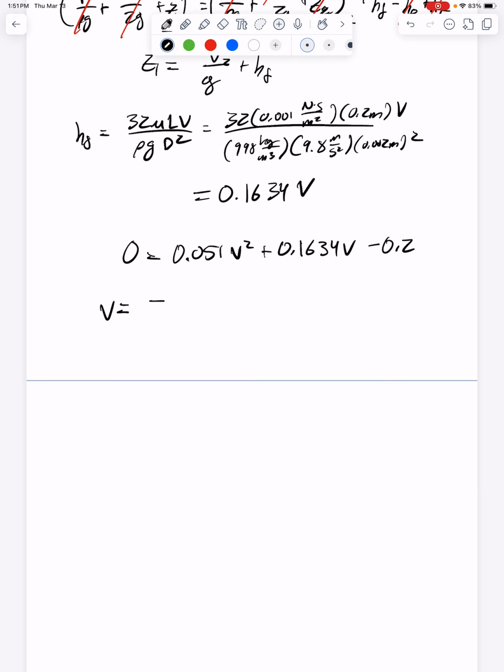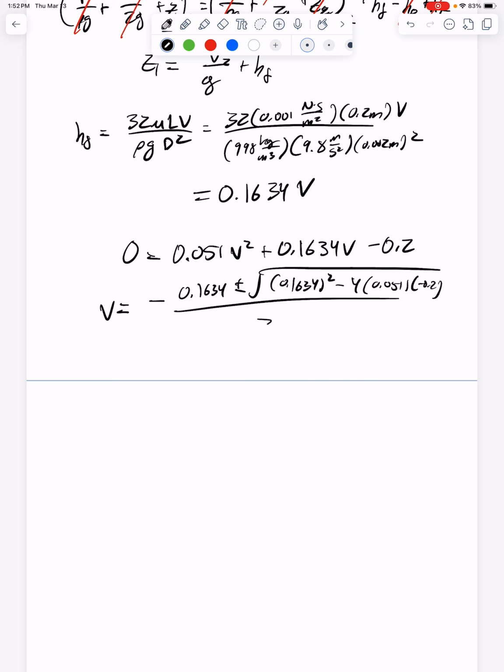V is then equal to negative B plus minus square root of B squared minus 4 times A times C, divided by 2 times A. I'm going to get two answers, obviously, but one answer will not make sense. Negative velocity doesn't make sense because we're saying that the drainage system is shooting out velocity up through the top. That doesn't make sense. We're going to take the positive value. Positive value would be a draining velocity of 0.945 meters per second.